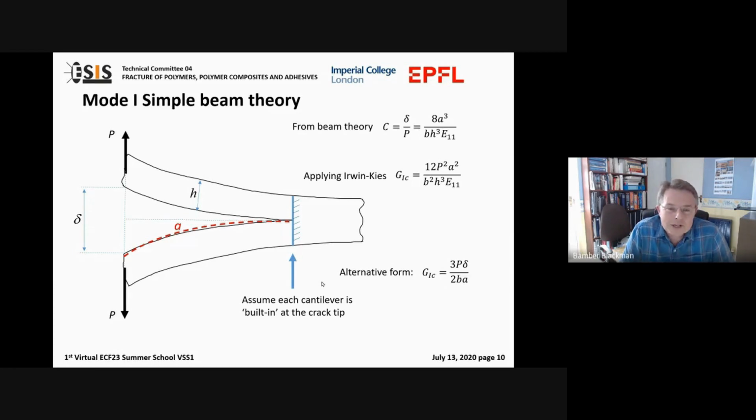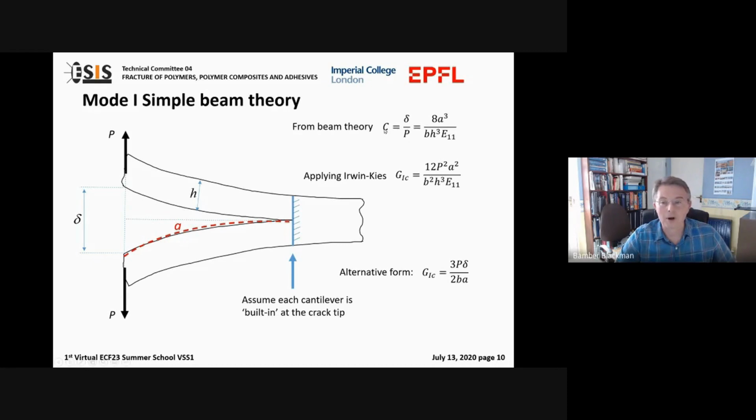So we have a built-in condition, and the way that you apply the beam theory is basically to take one of those cantilevers, assume it's built in at the crack tip, so apply the standard built-in cantilever beam boundary conditions for the crack tip, and you can introduce the compliance term, and we derive the first equation here, which relates the crack length and the axial modulus of the beam and the other geometry to the compliance.